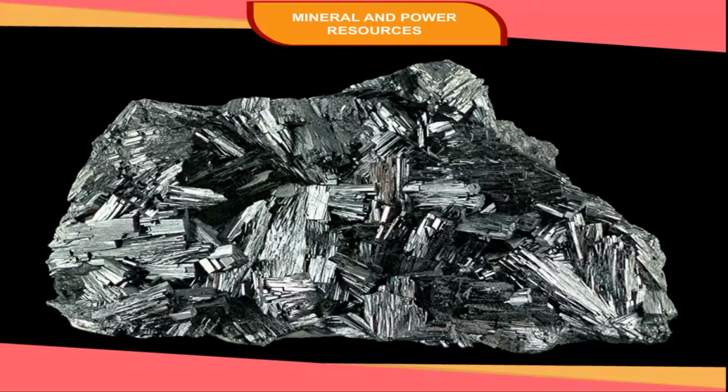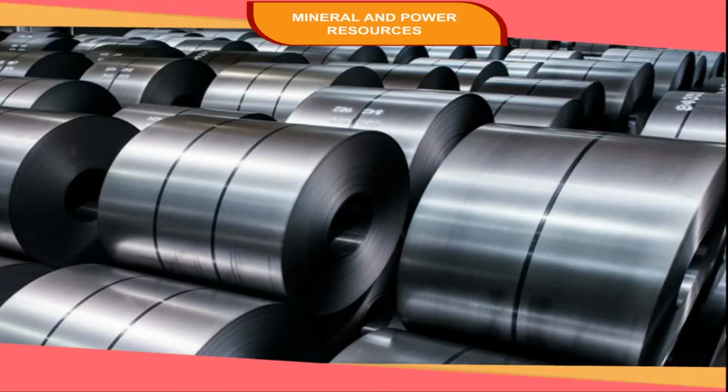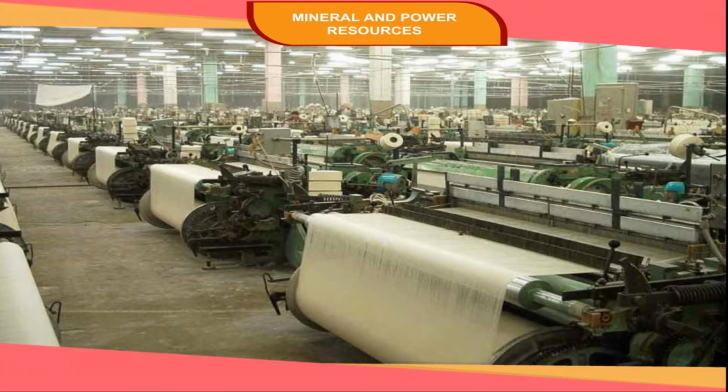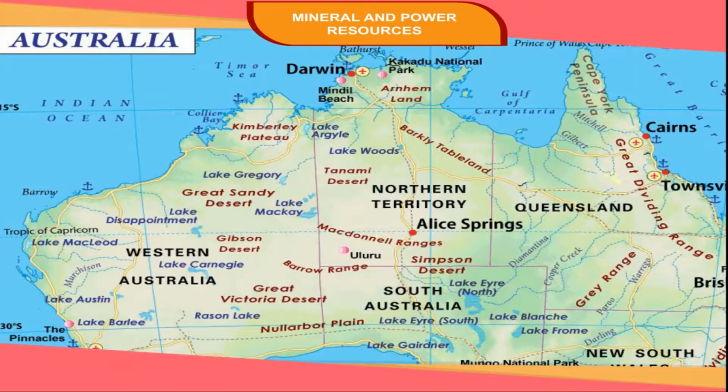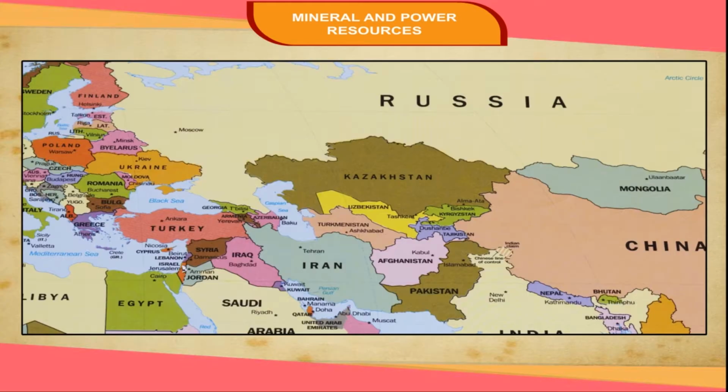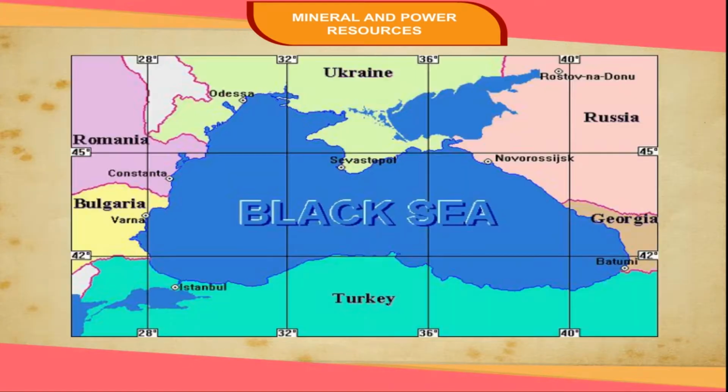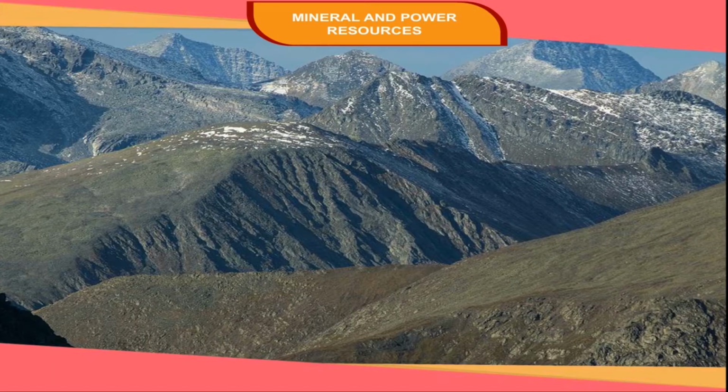Manganese. The mineral is used in making alloys. The steel and textile industry are the two largest users of this metal. Russia is the main producer, followed by South Africa and Australia. In Russia, it is mined around the region of Black Sea and Ural Mountains.